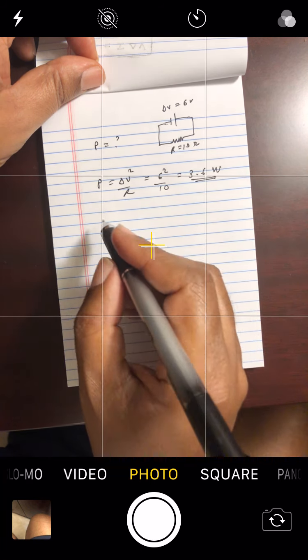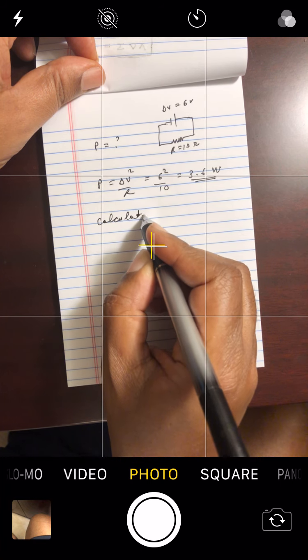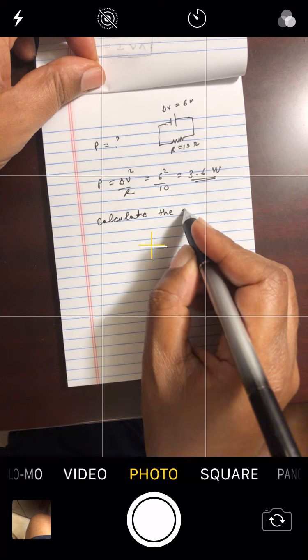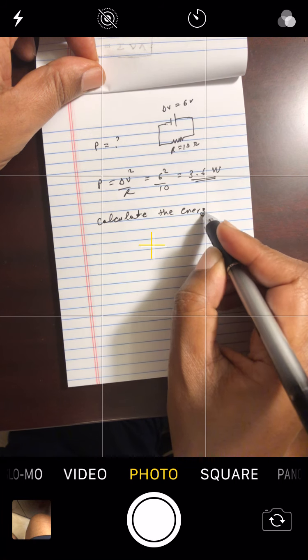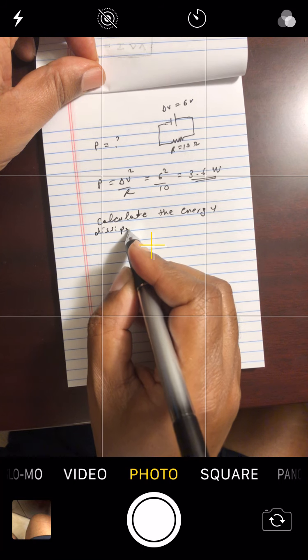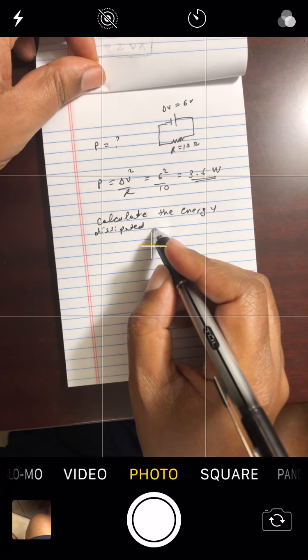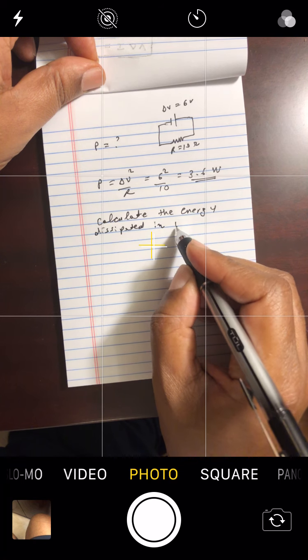Now let's say calculate the energy dissipated, let's say, in maybe 10 hours.